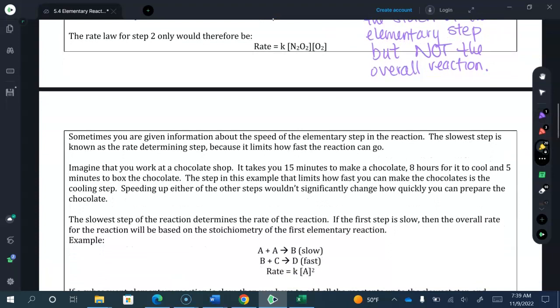Sometimes you are given information about the speed of an elementary step in the reaction. The slowest step is known as the rate determining step because you can only go as fast as your slowest part. So like me trying to walk my kids somewhere, we can only go as fast as the slowest member, which usually is my 5-year-old. So yay, way to go, Owen. So this limits how fast the reaction can go. So you can only walk as fast as the slowest person in your party.